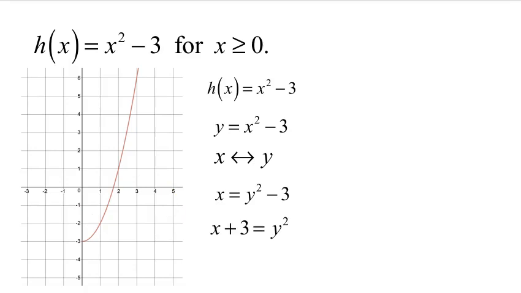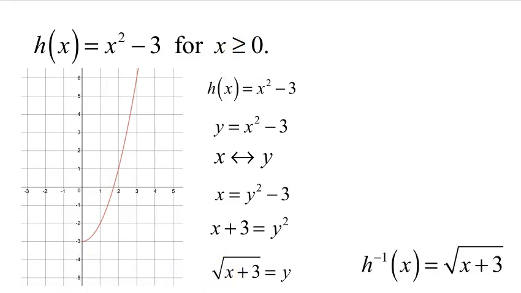Adding 3 to both sides, x plus 3 is y squared. Taking the square root of both sides, y is the square root of x plus 3. Not plus or minus, because if we had plus or minus, we'd again fail the horizontal line test. We are only dealing with positive values of y. If the x values are positive here, if we take the inverse, the y values have to be positive. So no need for negative root x plus 3. So my inverse function, h inverse of x, is the square root of x plus 3.